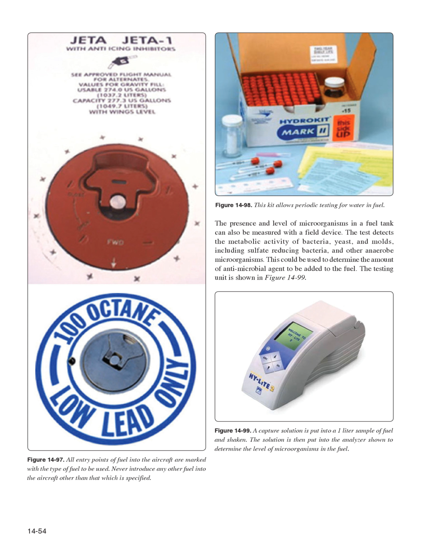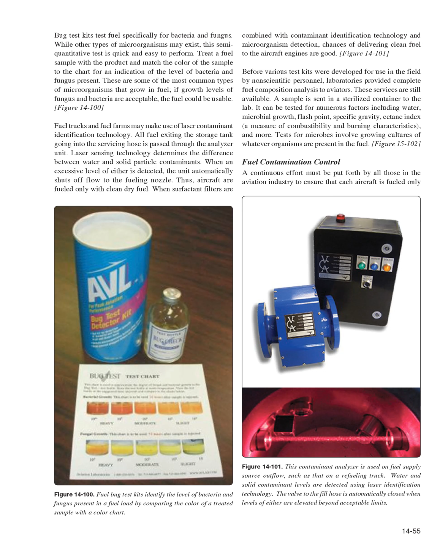Determine the level of microorganisms in the fuel. Bug test kits test fuel specifically for bacteria and fungus. While other types of microorganisms may exist, this semi-quantitative test is quick and easy to perform. Treat a fuel sample with the product and match the color of the sample to the chart for an indication of the level of bacteria and fungus present. These are some of the most common types of microorganisms that grow in fuel. If growth levels of fungus and bacteria are acceptable, the fuel could be usable.